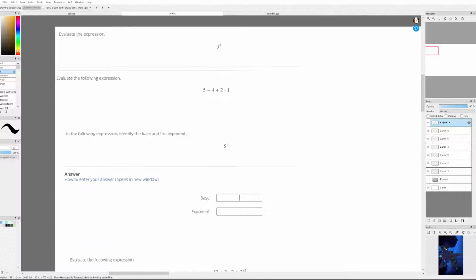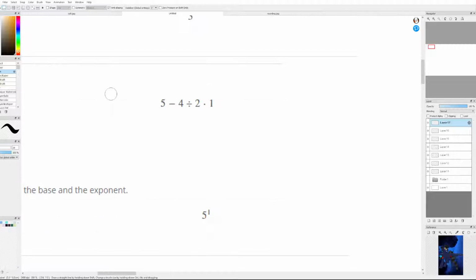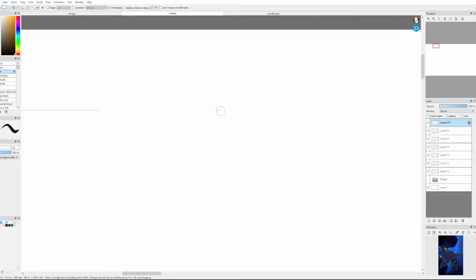Hi! So today we're going to cover exponents and the order of operations. Before we get into these specific examples, I'd like to go into the order of operations a little bit. I'm sure many of you have heard of the acronym PEMDAS.